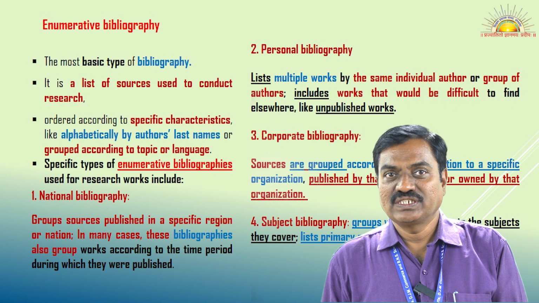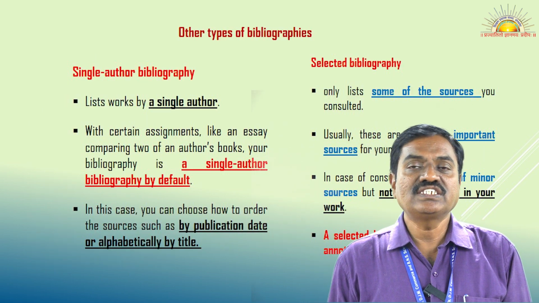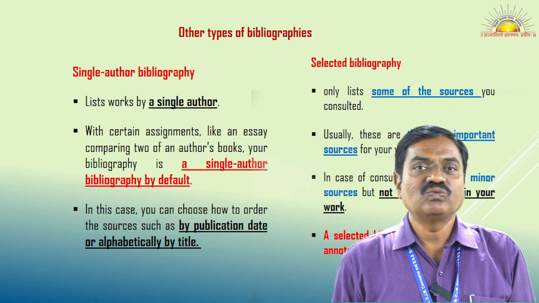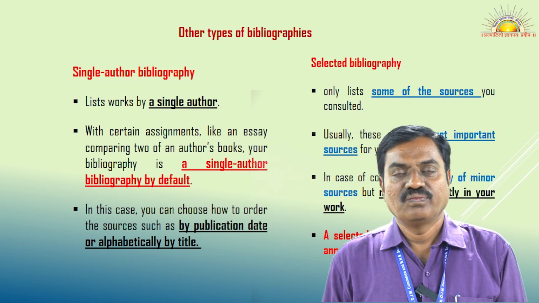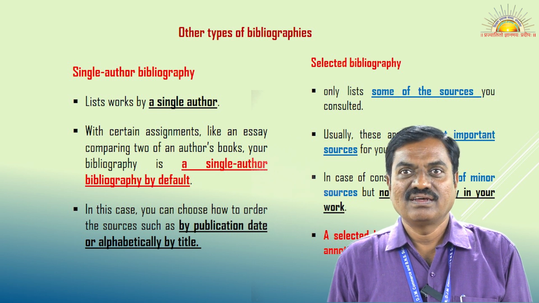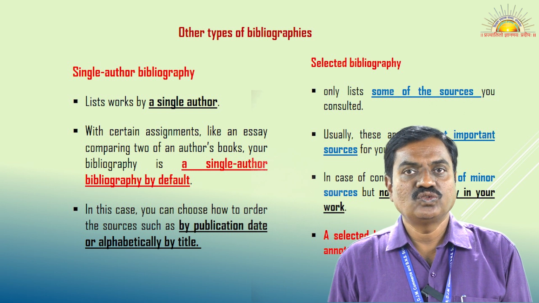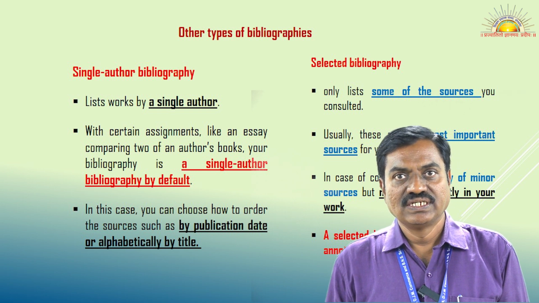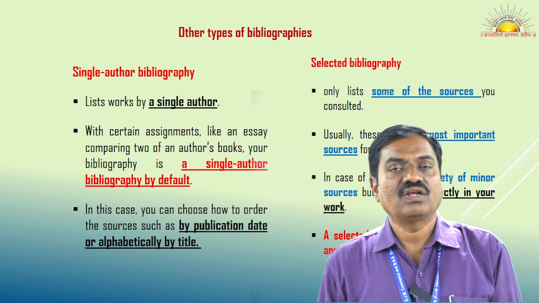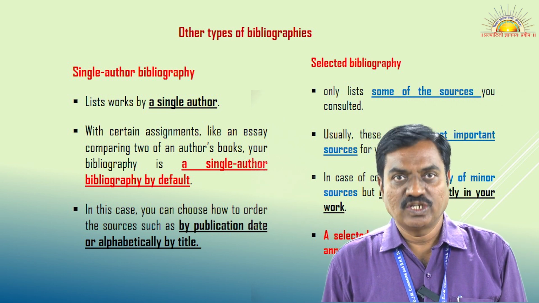Other types of bibliographies include single author bibliography. This type of bibliography lists works by a single author for certain assignments, like an essay comparing two of an author's books. The bibliography is a single author bibliography by default. In this case, the researcher can choose how to order the sources, such as by publication date or alphabetically by title. The next type is selected bibliography.